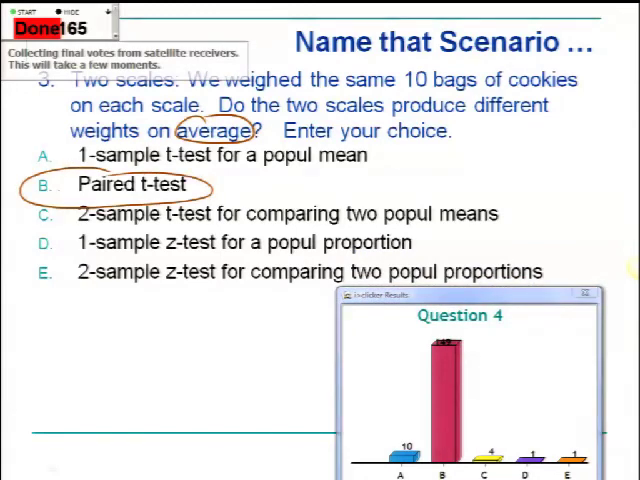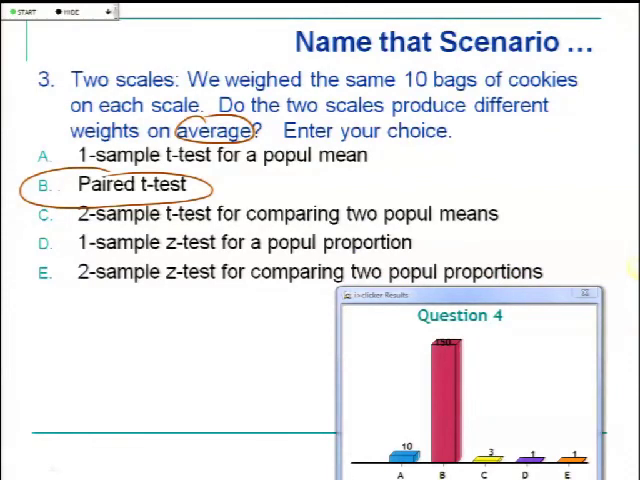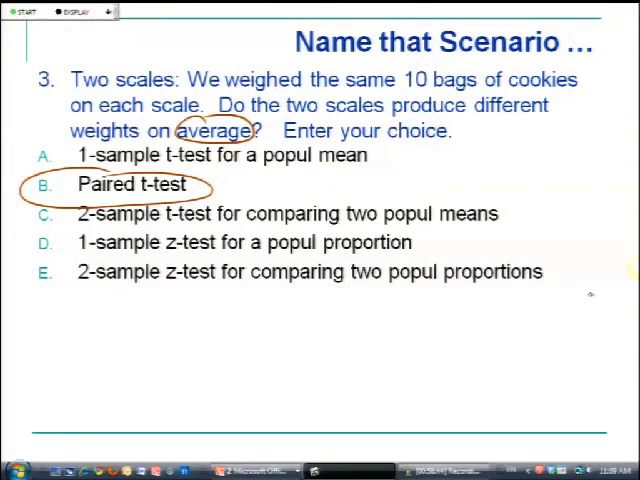It's paired by the bag. You should be able to complete the sentence. Those first two observations under scale 1 and scale 2 are matched or paired by the fact that they came from the same bag, or the same person, or the same car, etc. All right, it's a paired t-test.